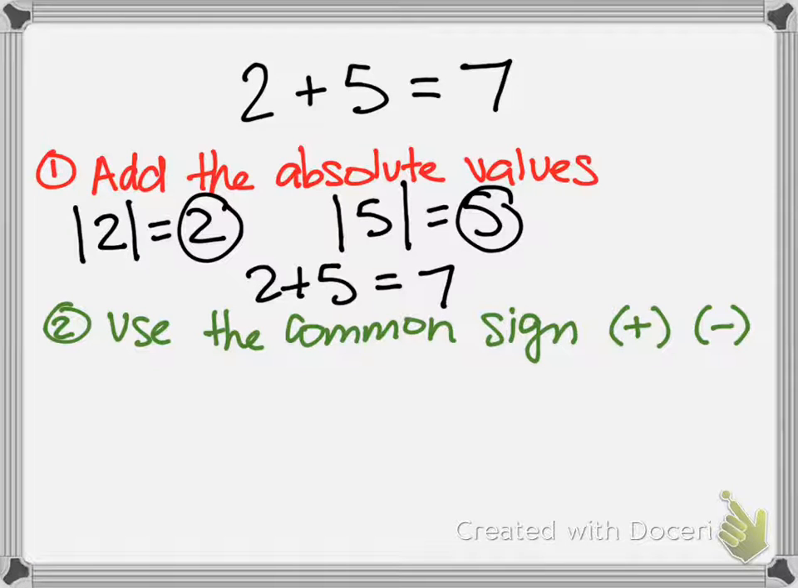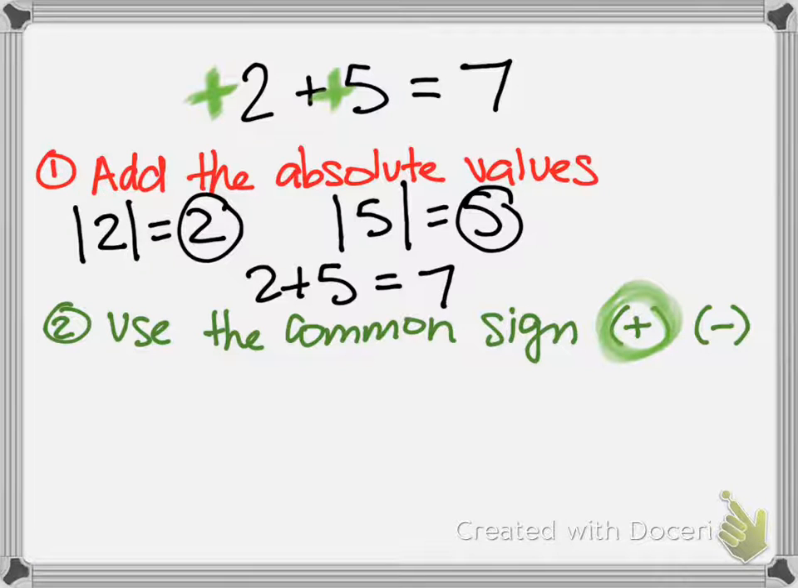And then, it's kind of hard to see, but when we are looking at positive numbers, there is actually an invisible positive sign in front of these numbers, and we don't usually write them because it would be a huge pain to have to write a plus sign in front of every single number every time we wanted to write a positive number. So just remember, there is an invisible positive sign in front of these positive numbers. And that is what we mean by the common sign. In this case, the common sign is positive.